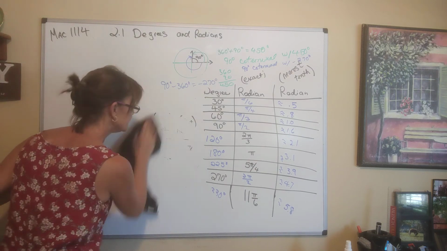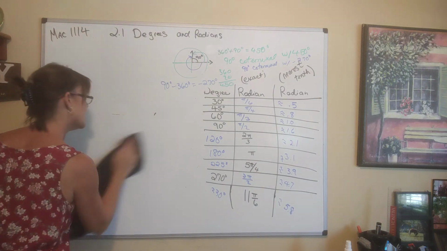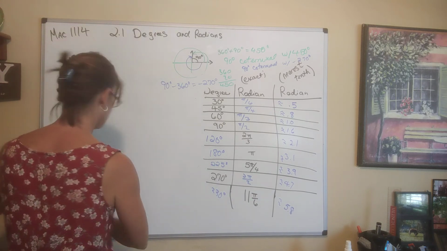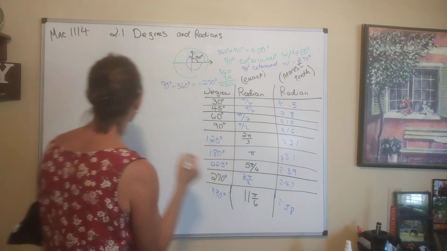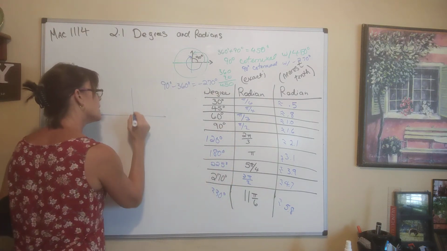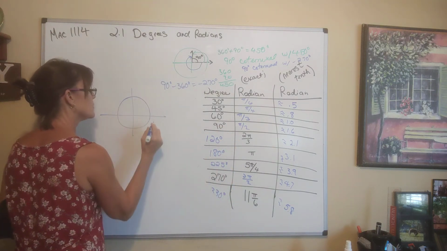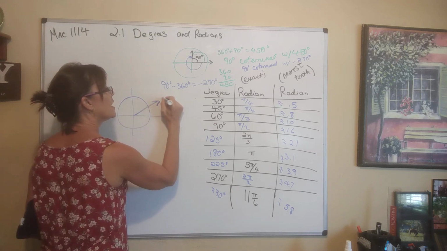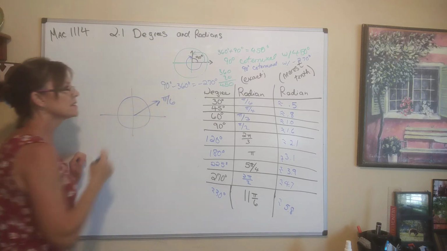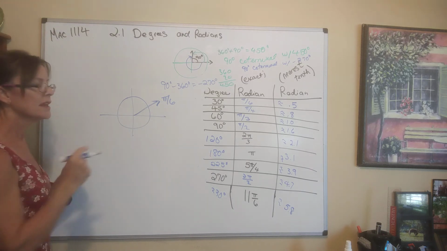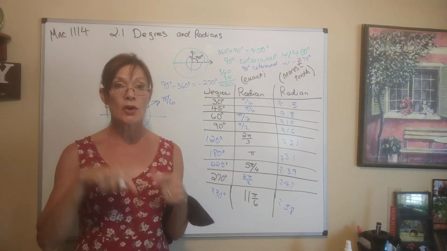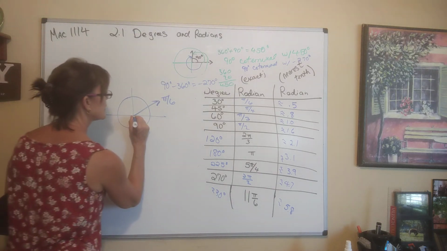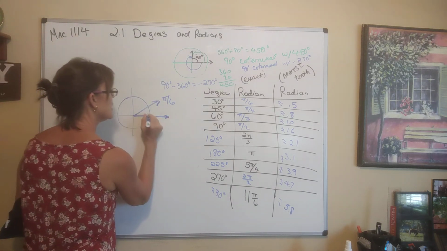We're still practicing. What if we did it in radians? What if we said, let's find something coterminal with, let's see, here's my circle. Let's say this is the angle pi over 6. Let's find two angles that are coterminal with pi over 6. Well, here's the initial side, and here's the terminal side.